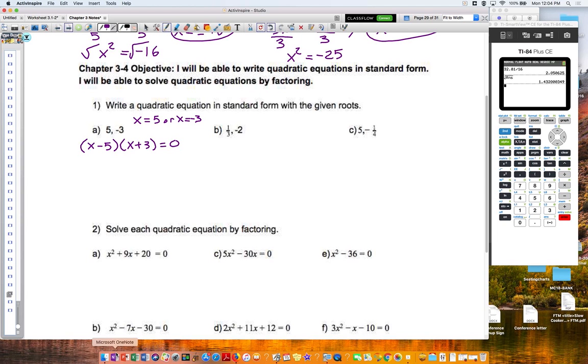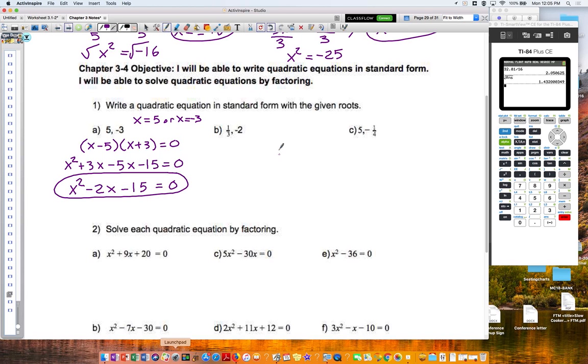Then it's just a matter of FOILing. So you multiply the first, the outsides, the insides, and the last. Combine like terms. So I get x squared minus 2x minus 15 equals 0. I have my solution. On the second one, you got that fraction 1/3.